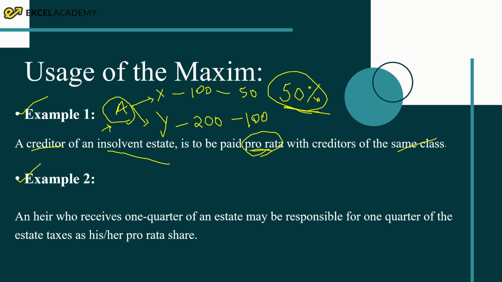Let's consider example number 2. An heir who receives 1/4 of an estate may be responsible for only 1/4 of the estate taxes on his pro rata share. This has already been explained in the previous slide, where we determined percentage on the basis of ownership. In this instant case, an individual receives a quarter of the entire property estate, so he will be liable to pay only a quarter of the entire property taxes on the basis of his pro rata ownership or pro rata share.